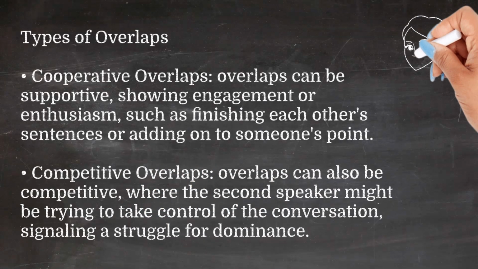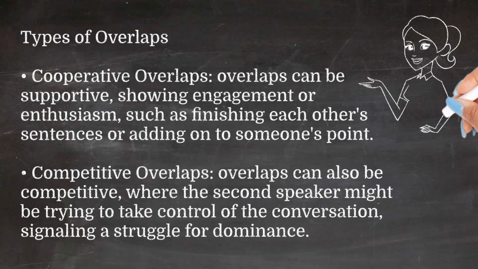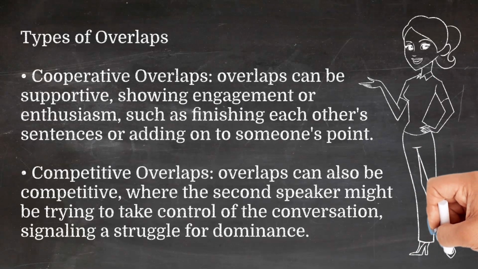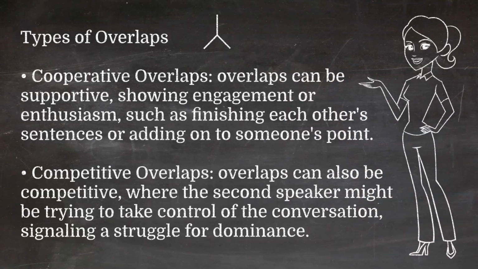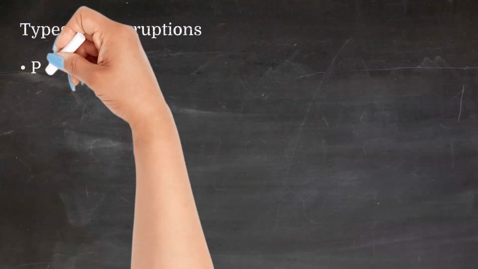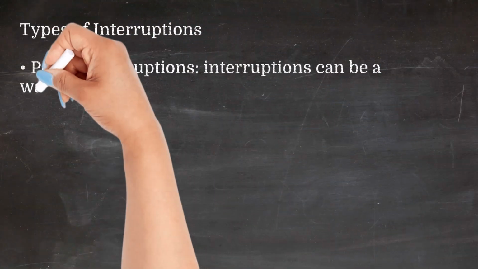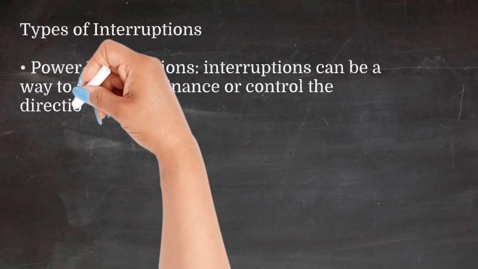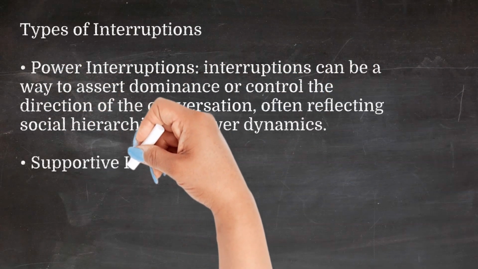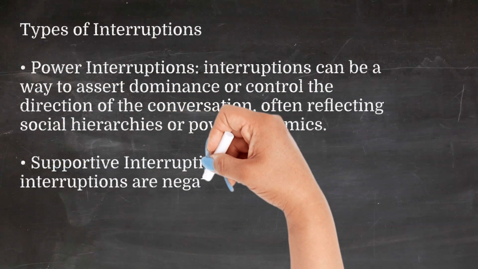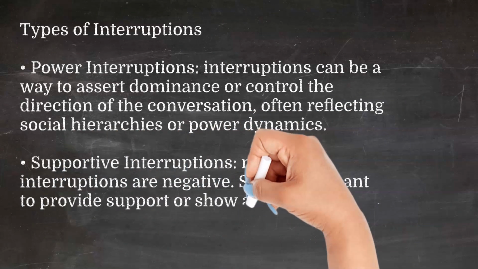For example, when one speaker is trying to take control of the conversation, it's signaling a struggle for dominance in the conversation. We can also distinguish between two types of interruptions. Power interruptions are a way to assert dominance or control the direction of the conversation. In this case, they often reflect social hierarchies and power dynamics.